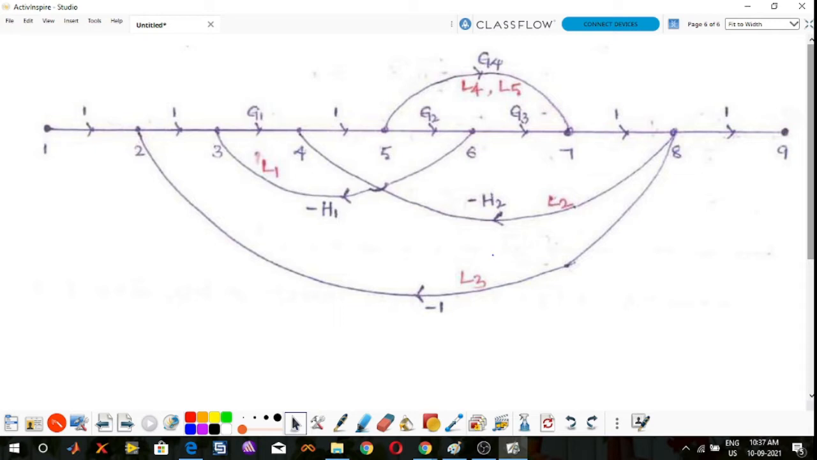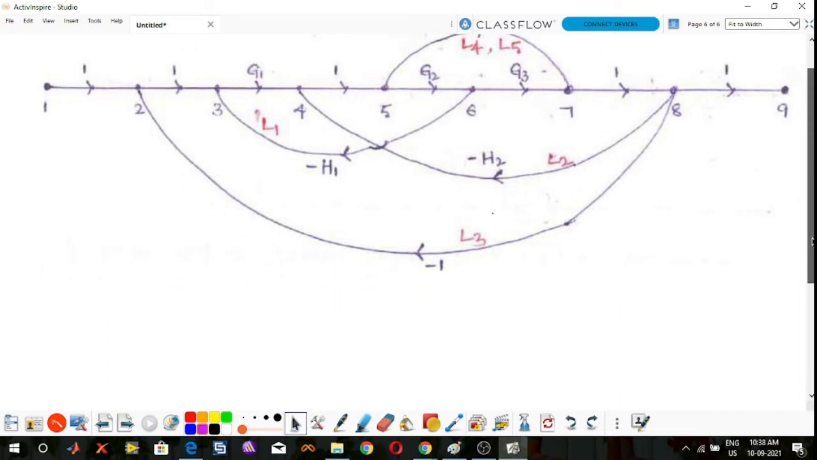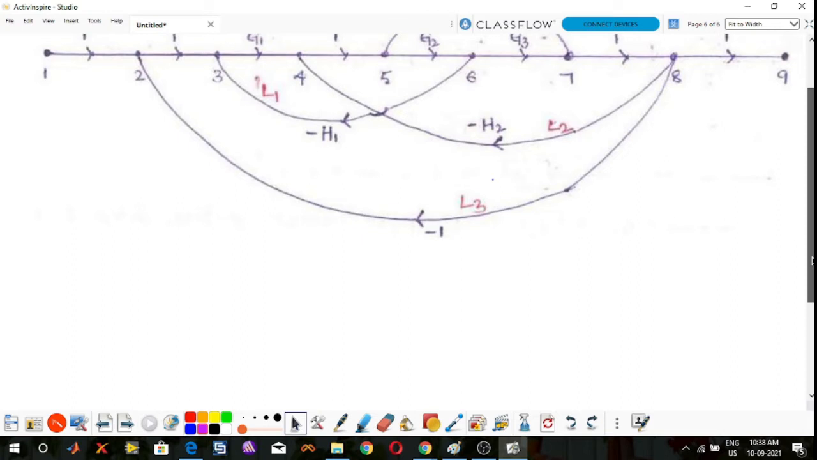So using the signal flow graph procedure, find out the forward path gains, individual loops and individual loop gains, sum of gain products of two non-touching loops, and determine delta and delta k, and finally calculate the transfer function of the system using Mason's gain formula. So first calculate step 1.